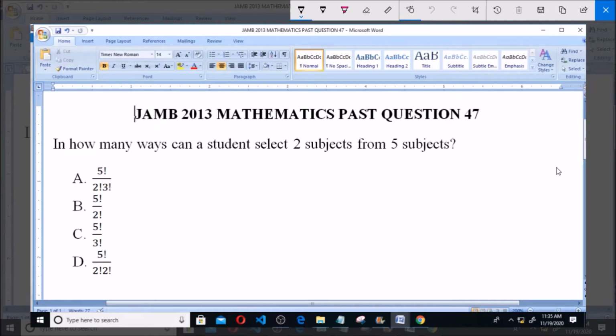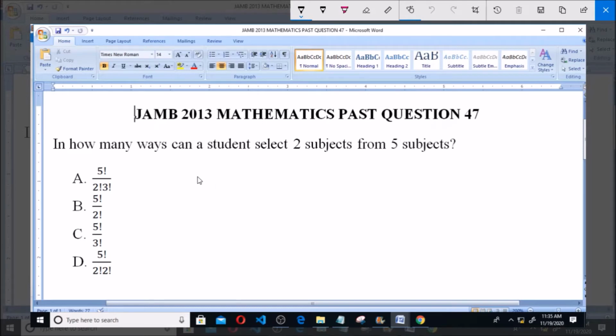I'll be answering JAMB 2013 Mathematics Past Question 47. In how many ways can a student select two subjects from five subjects? Now, this is a combination. That is, in how many ways can a student select two subjects from five subjects?